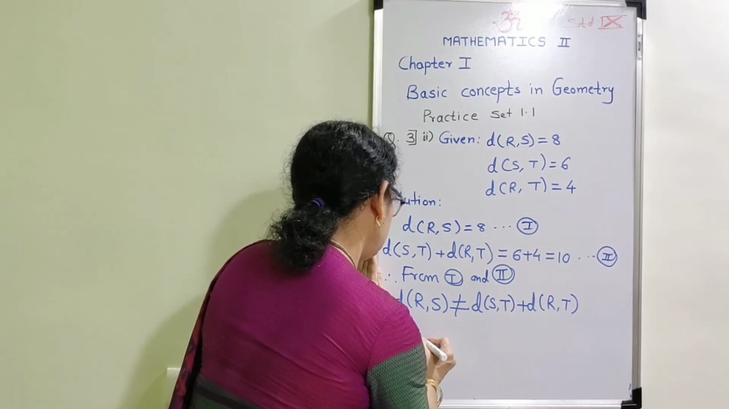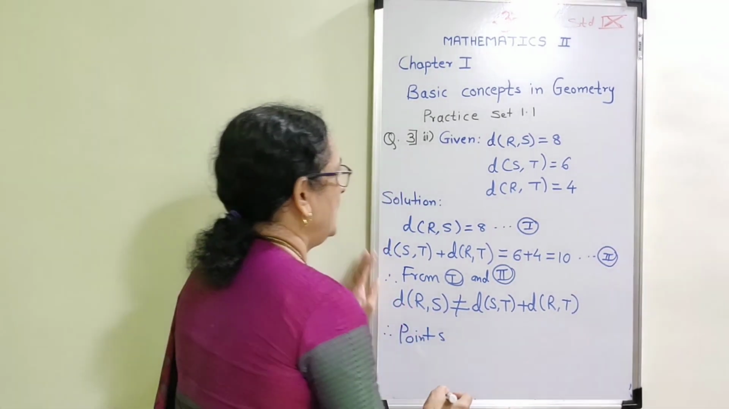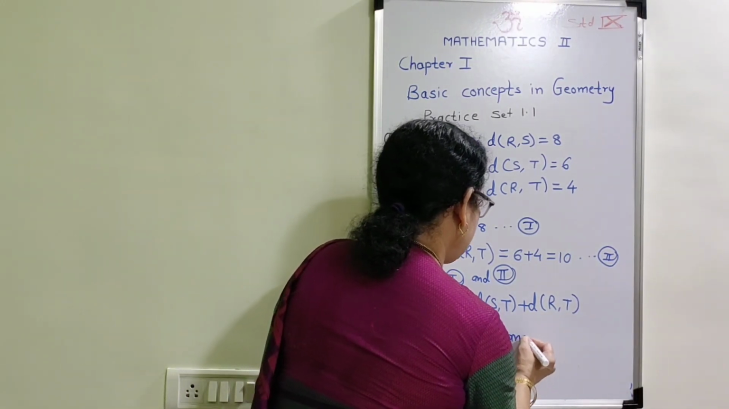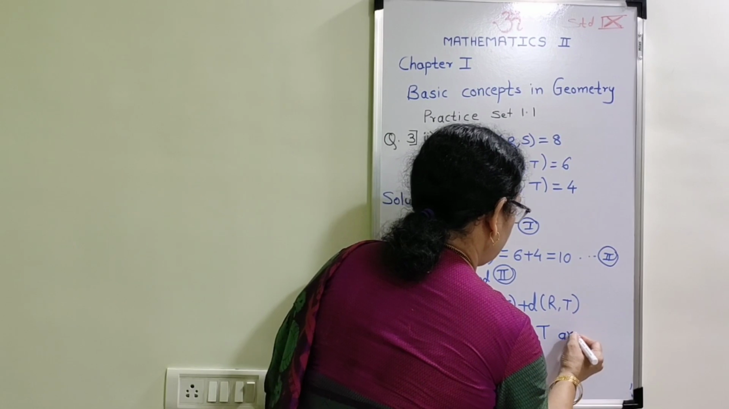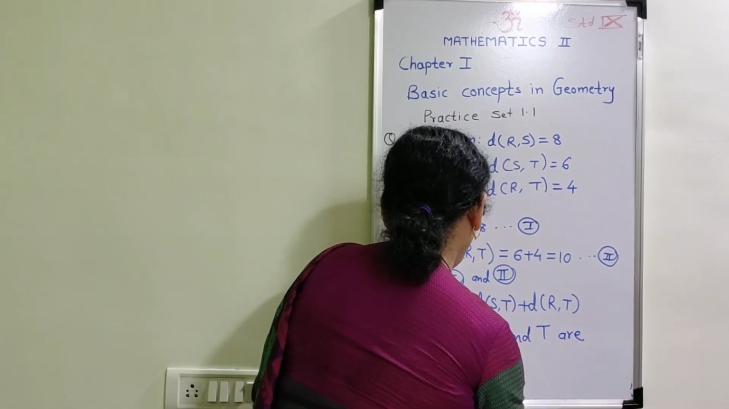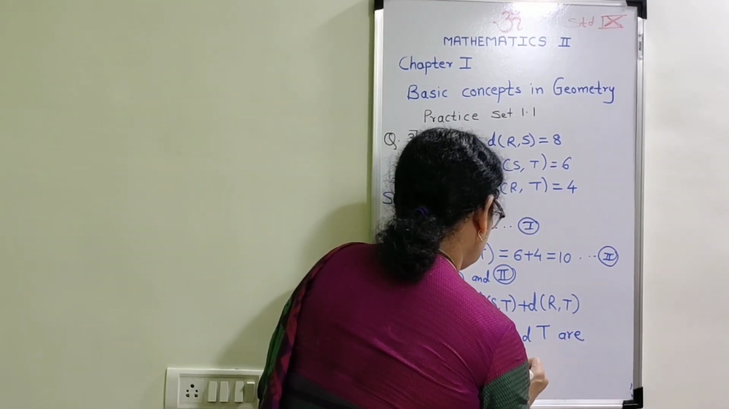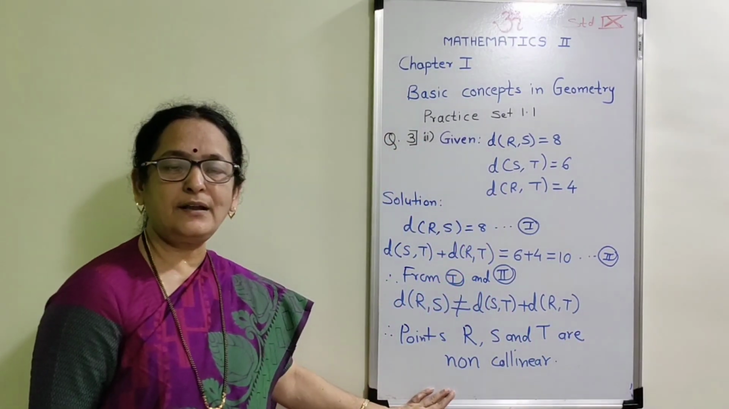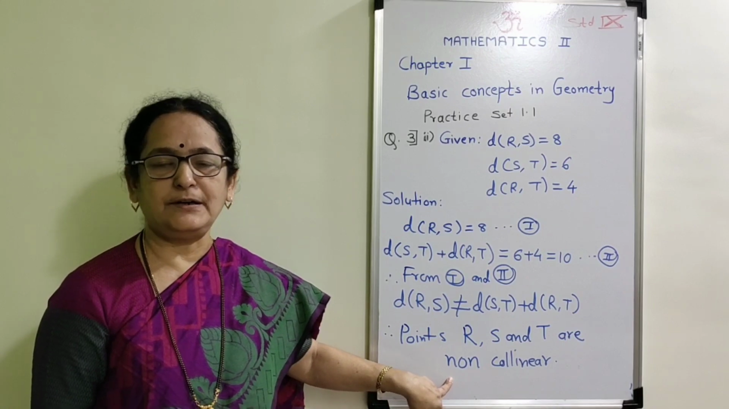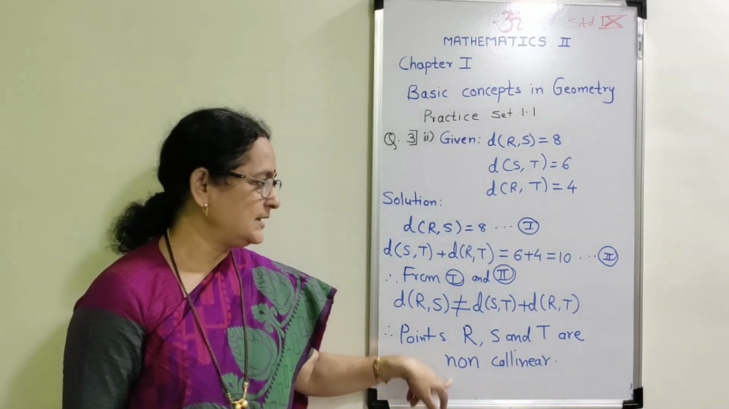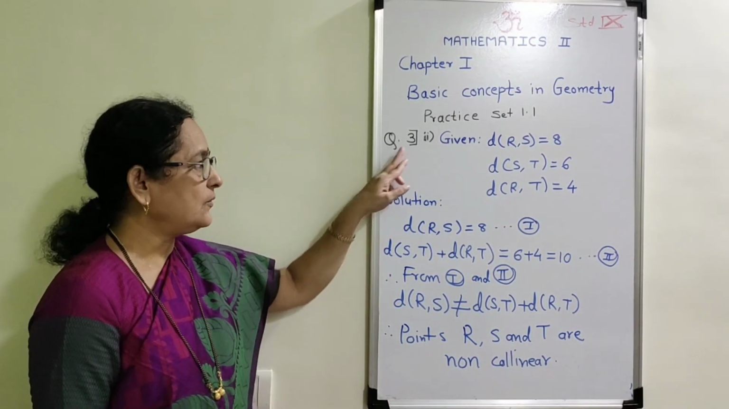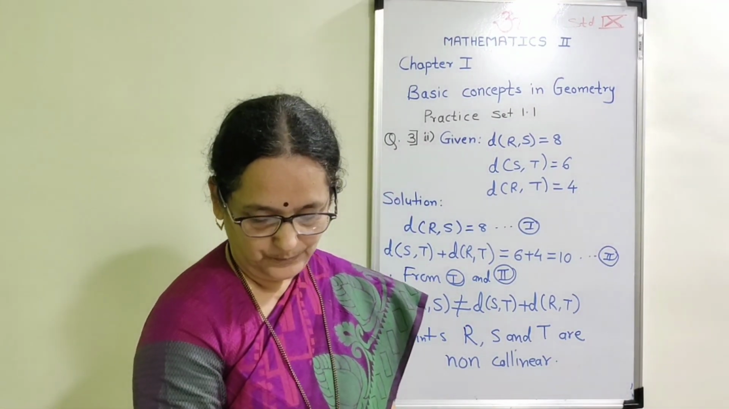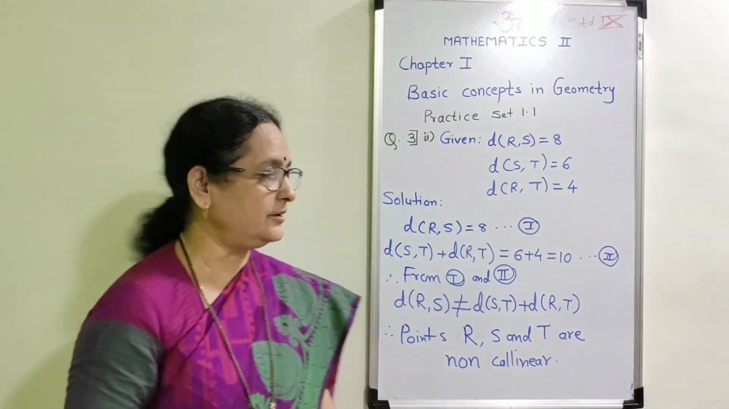Therefore our first conclusion is, therefore points R, S and T are non-collinear. Since the points are non-collinear, there is no betweenness between the given points. Now this is the solution for our second question from question number 3. Now we will complete the third one also.